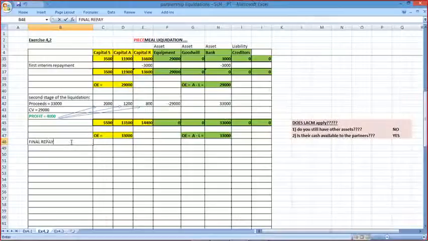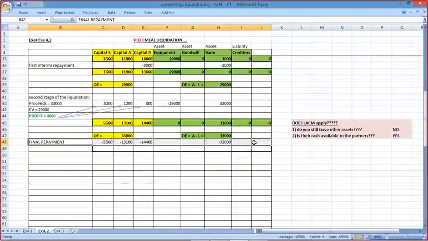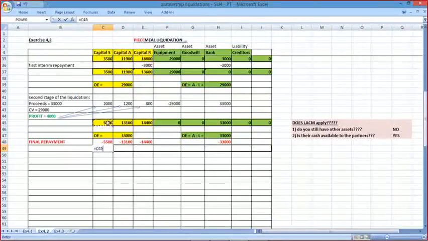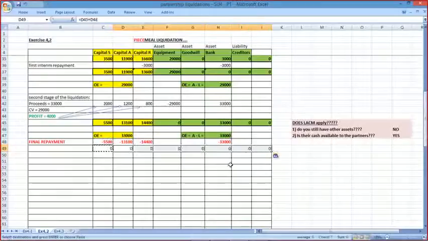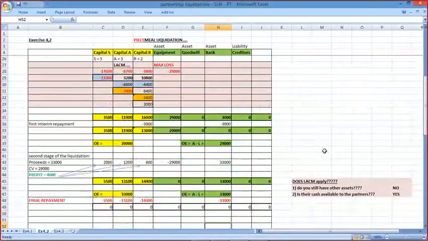So then the final thing is final distribution, final repayment. The final repayment is minus 33,000, minus 14, minus that, minus that. So now they all get paid out their shares. That's the final repayment. If I've done this correctly, this should all add up to 0, all of it. And that's the loss absorption capacity method, piecemeal liquidation.